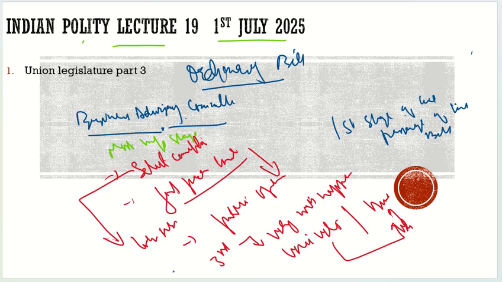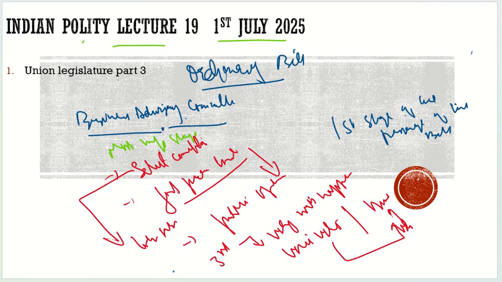Now, this is with respect to the ordinary bill. With respect to the ordinary bill, we discussed what kind of bill it is. It is neither a money bill, nor a constitutional amendment bill, nor a financial bill. The constitutional amendment bill we had already discussed. For that, go to my earlier lectures.